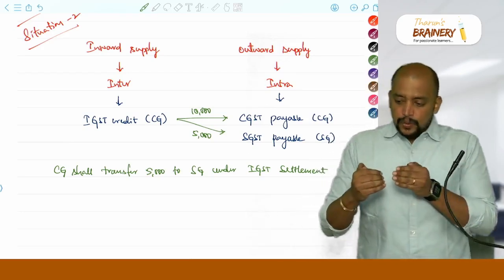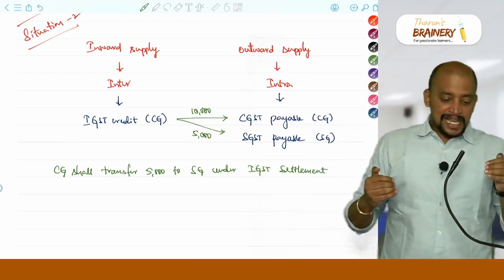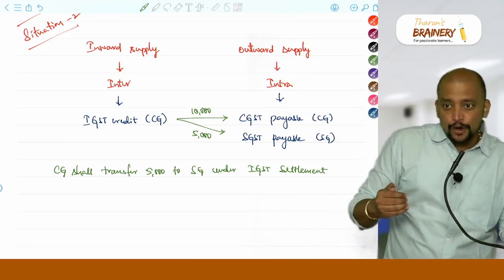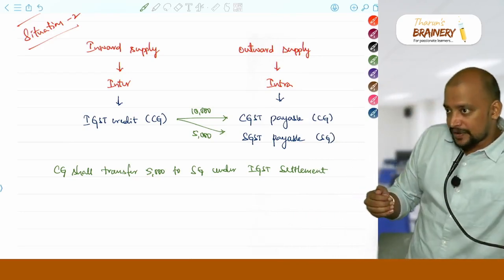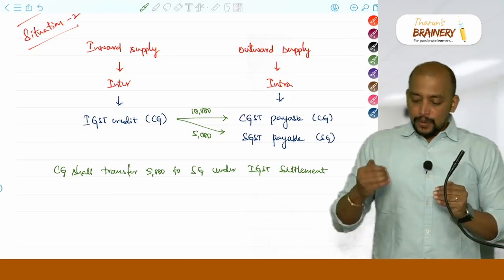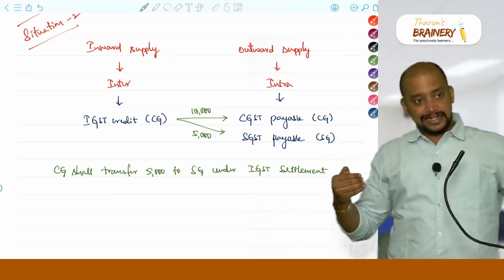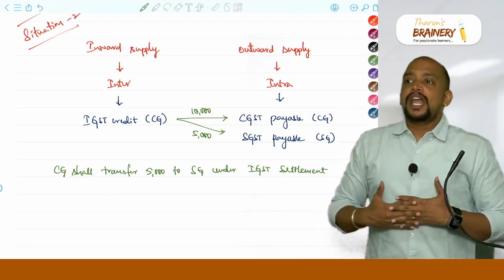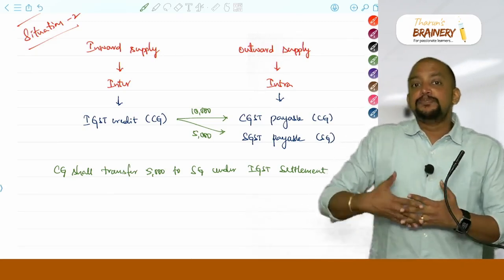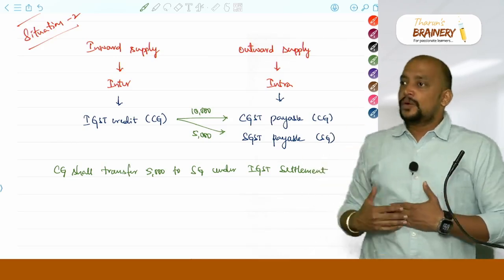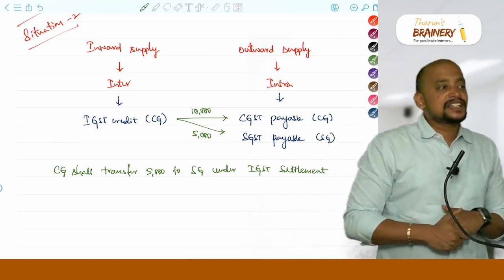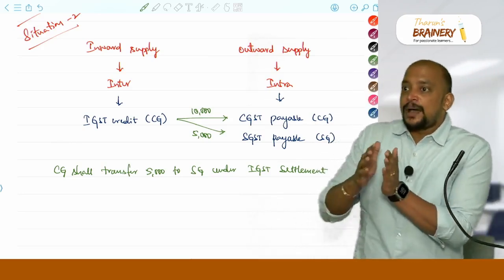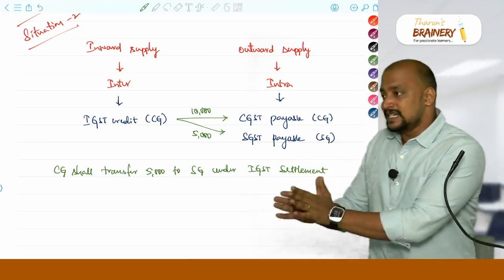Now, this will contradict with my yesterday's discussion. IGST 50% will go to the consuming state. I said something of that sort, correct? So what is the difference between this and that? Now, it depends upon whether my outward supply is B2B or B2C. What is B2B means? I am making sale to a registered person. What is B2C means? I am making sale to an unregistered person.